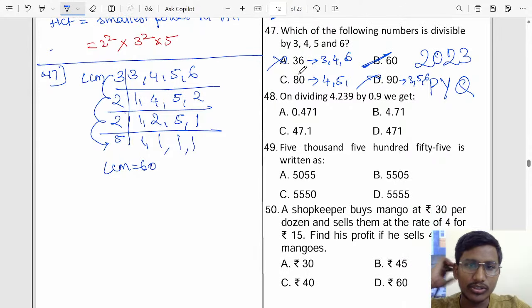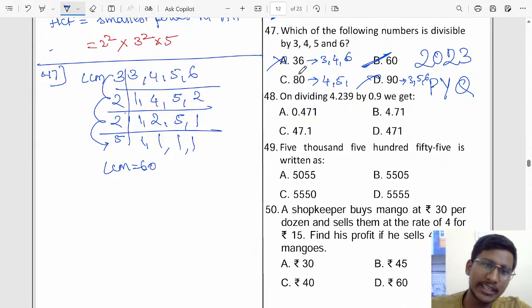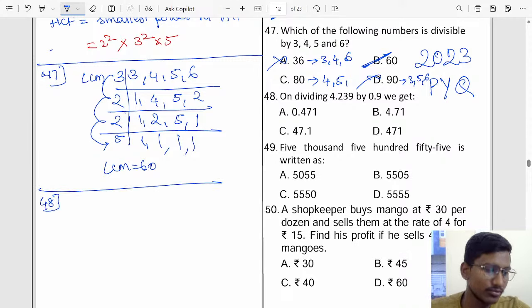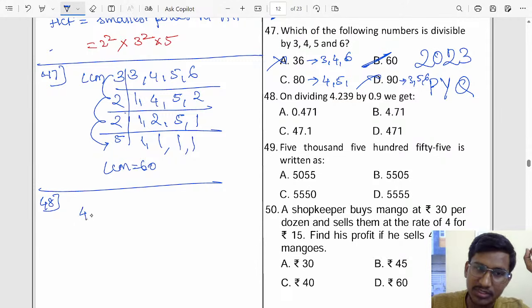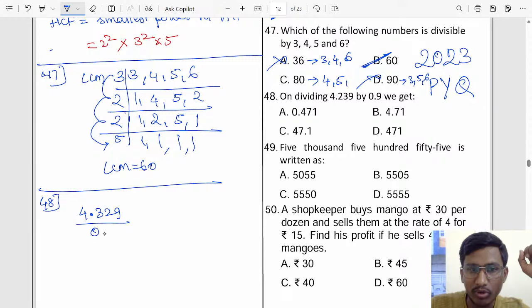Okay, good. So now let me do the 48th question. What will be the answer for 48, students? Okay, so here 48: on dividing 4.329 by 0.9 we get what? These are two decimal numbers. So we have to know how to do the decimal division. So 4.329 divided by 0.9.